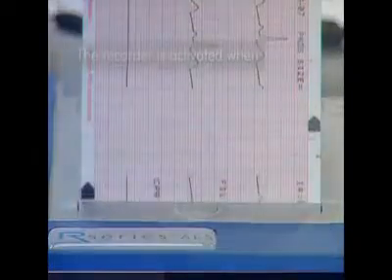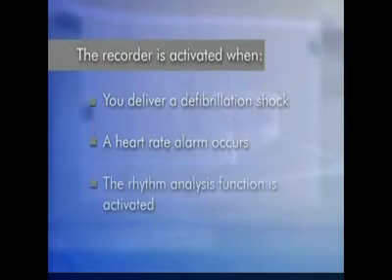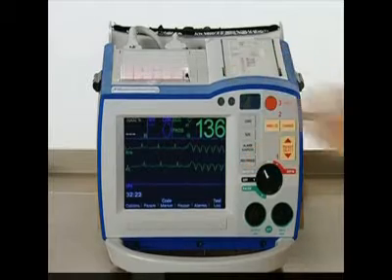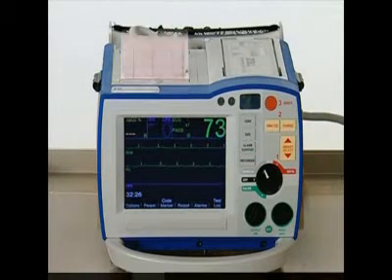The recorder is activated automatically whenever you deliver a defibrillation shock to your patient, a heart rate alarm occurs, or the rhythm analysis function is activated. You can manually activate the recorder by pressing the recorder button. Press it again to stop printing.